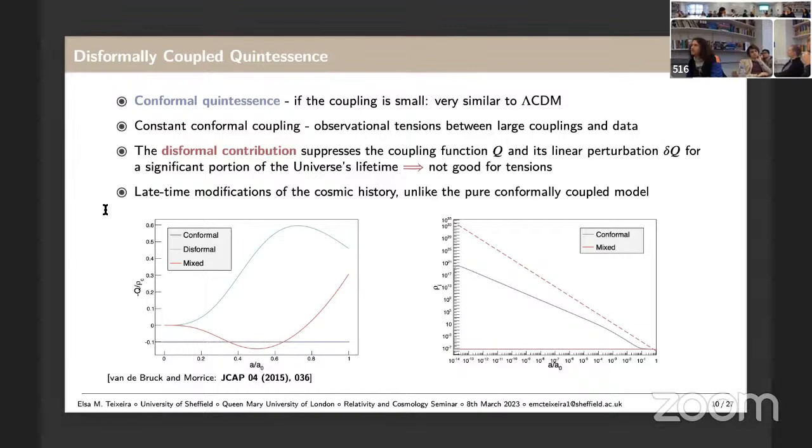Then if we consider just the disformal, which is the one here, it might also be problematic because in the past we can have very high values of this coupling and disrupt structure formation. But if we have a mixed coupling, it could be that in the past we have some zero coupling that evolves, may change sign even, and then today has a certain value that we can probe according to the experiments.